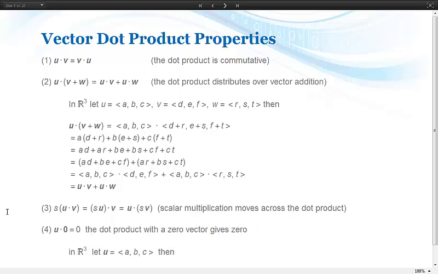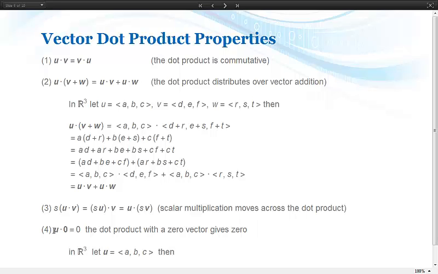A couple of more interesting vector dot product properties. If I multiply a scalar times a dot product, U dot V, I can actually multiply that scalar anywhere. In other words, I can multiply the scalar after taking the dot product, or I can multiply the scalar times the first vector and then take the dot product, or I can multiply the scalar times the second vector and then take the dot product. I can move that scalar freely around, and that's useful especially when dealing with unit vectors.